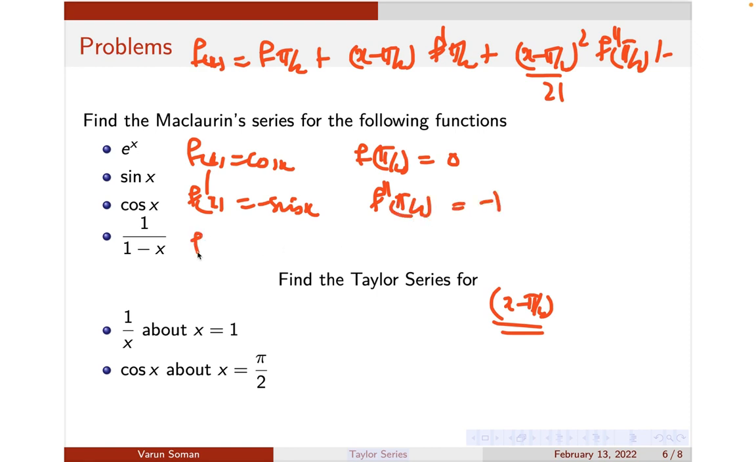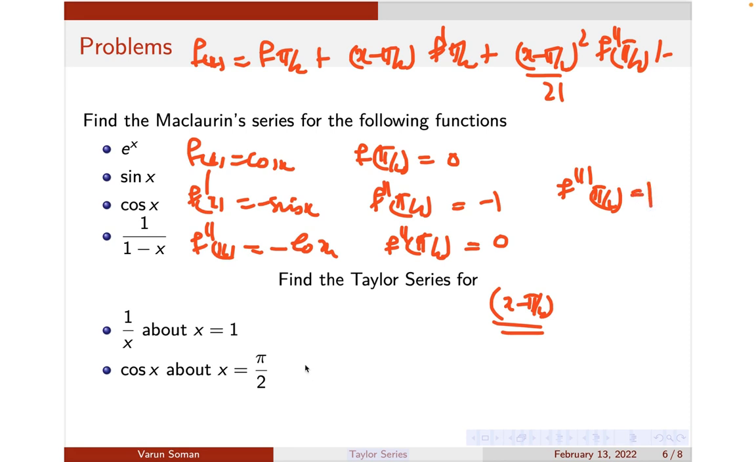Okay, again f double dash of x would be minus cos x, and f double dash of pi by 2 would be minus 0, so it is 0. And what is f triple dash of pi by 2? Again, if you remember the pattern, f triple dash of x would be sin x, so f triple dash of pi by 2 will be sin pi by 2, which is again 1.